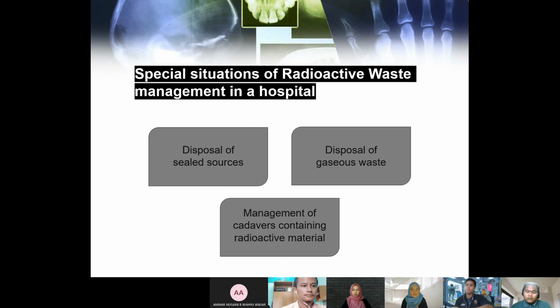Lastly is the management of cadavers containing radioactive materials. Patients with diseases like thyroid cancer receive a high dose of iodine-131. Sometimes the patient may die and still have very high levels of radioactivity in their body. In this situation, the officers should be informed. The body may be disposed of by burial or cremation without special precautions.